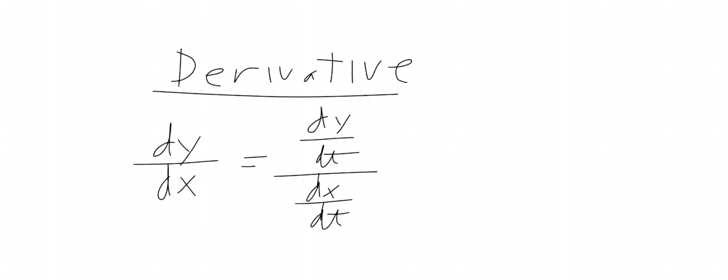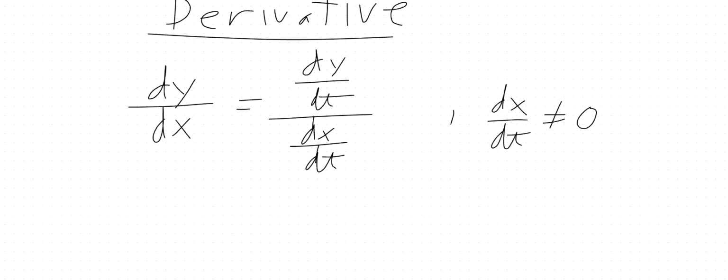Think of these as differentials. We can have the dt's cancel out. If we have d/dt as an operation, it's not going to work out that way. But let's use differentials. We do have to have one disclaimer here, that we don't want our dx/dt to equal 0. So it's fairly straightforward: take the derivative of our y equation, take the derivative of our x equation, divide them.